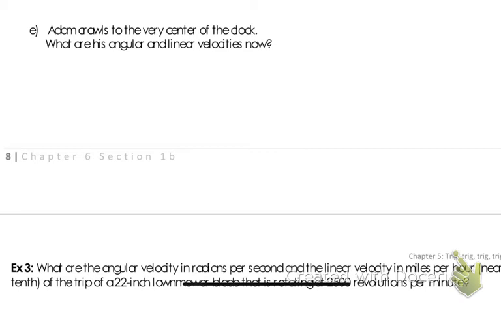So does his angular velocity change? No, his angular velocity is the same. So angular velocity is still the same. It's 2 pi over 1. So that remains the same.